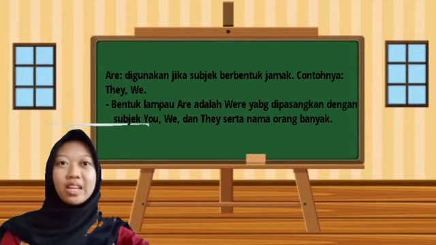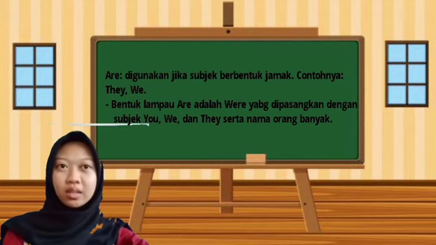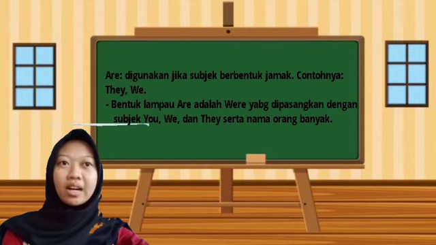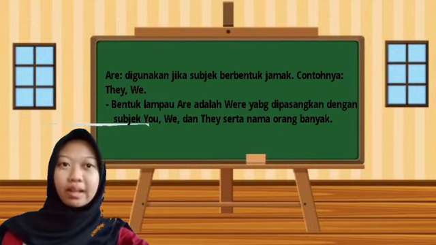Are is used if the subject is plural. For example, they, we. It can also be used for the second person singular. For example, you. The past form of are is were, paired with the subject you, we, and they, and the name of the plural people.